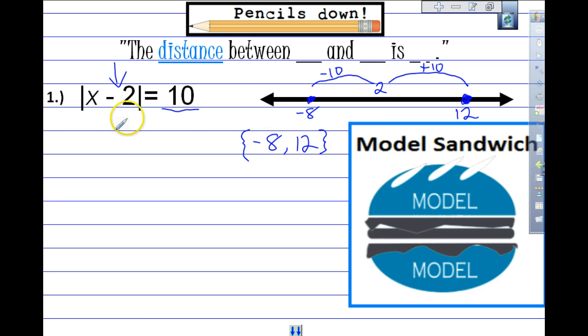So we have two problems here. I did a 2 plus 10, got 12. I did a 2 minus 10, I got negative 8. So I'm going to do two equations. I'm going to do, well, when is the center, because this is the center, and what is positive 10 away from the center? So I'm doing the right-hand side right now. When is x minus 2 equal to positive 10?